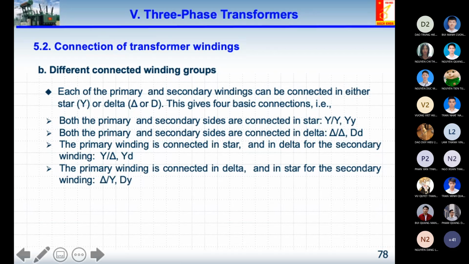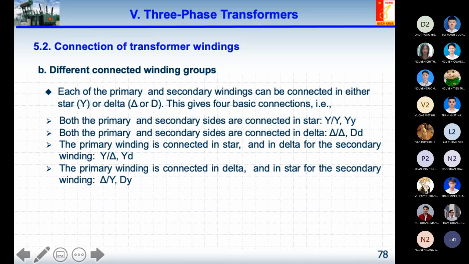The first one is both primary and the secondary side of the transformer are connected in star. It means that we get star and star. In some textbooks it is written like this, star in capital or the normal letter like this. And the second way is that both primary and the secondary side are connected in delta. It means that we get delta and delta, or we can write another way, D in capital or the normal D like this.